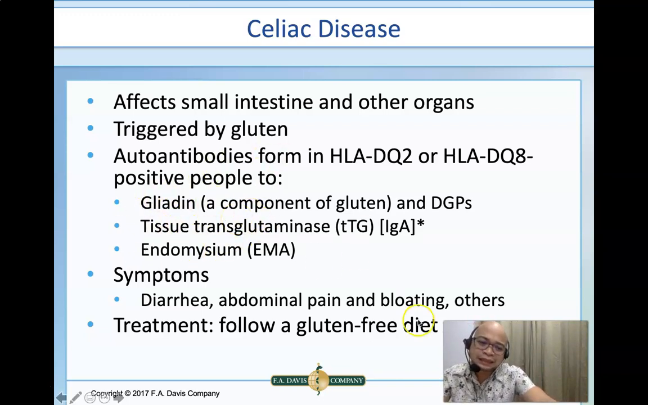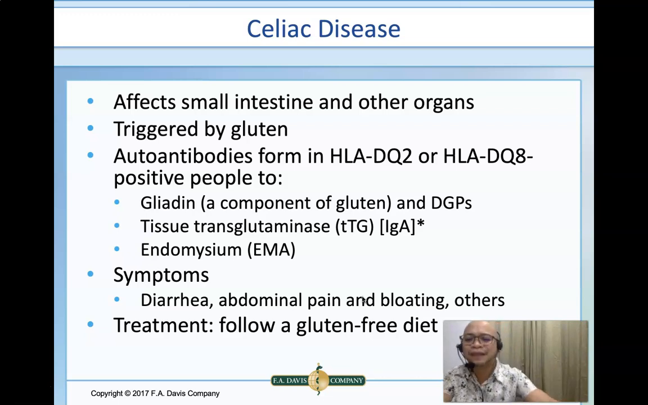So, since you develop autoantibodies against these particular components, you will not be able to properly absorb nutrients. Okay? Therefore, it may result in diarrhea, abdominal pain, bloating, and others.